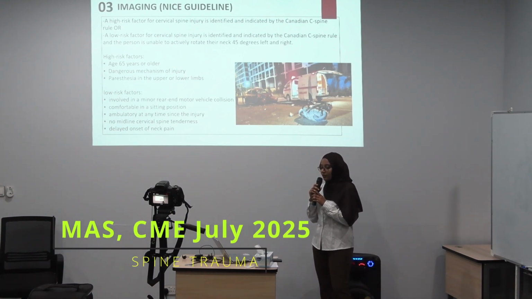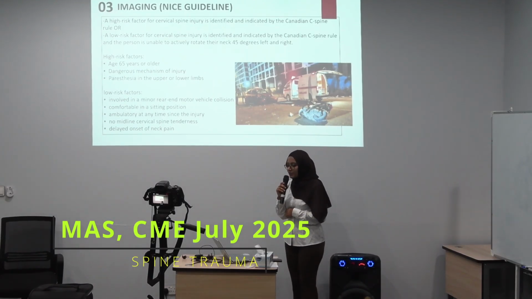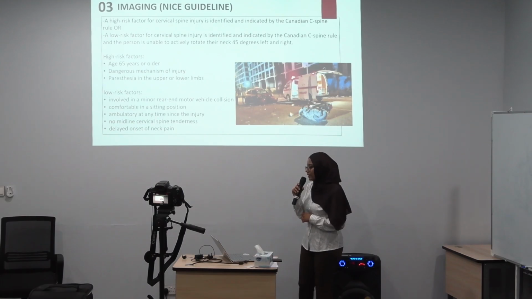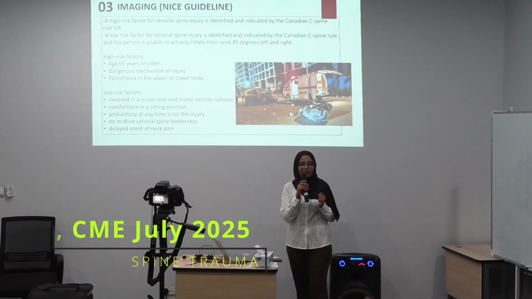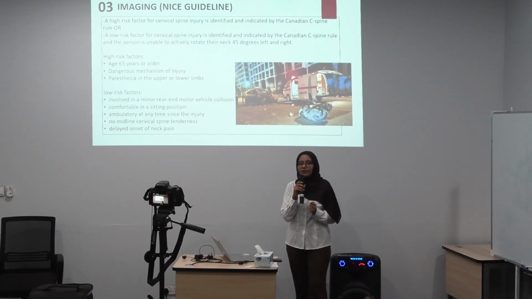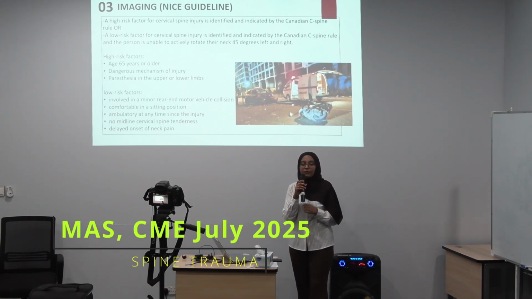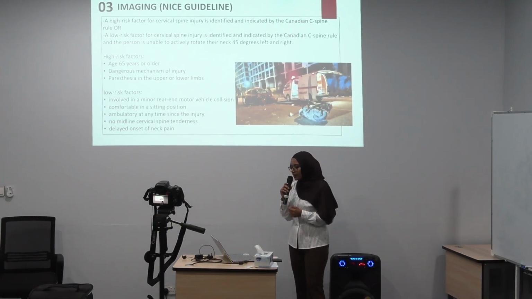The patients who have to go for imaging would be high risk. Any patient who has a high risk factor for cervical spine injury, as identified by the Canadian C-spine rule, or a low risk factor for cervical spine injury, as identified by the Canadian C-spine rule, and who is unable to actively rotate their neck 45 degrees right or left. The high risk factors include any patient who is 65 years or older, a dangerous mechanism of injury, which includes high velocity collisions or a fall from 1 meter of height, and paresthesia in the upper or lower limb.